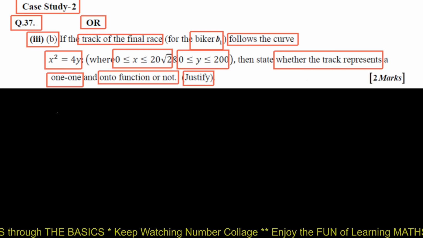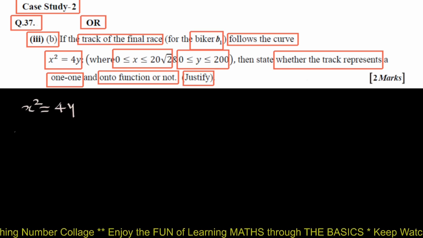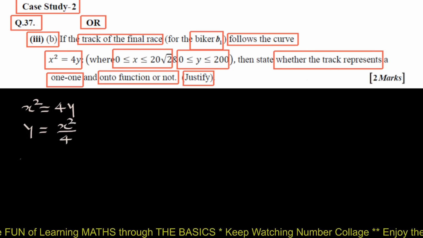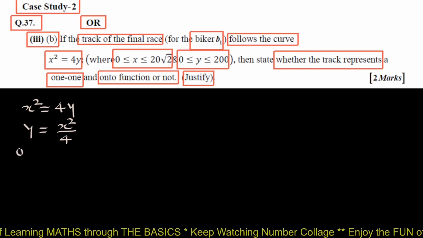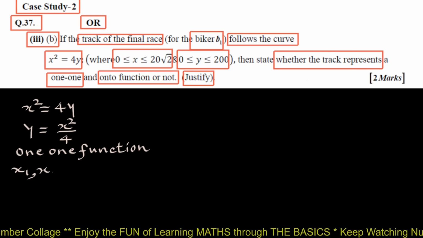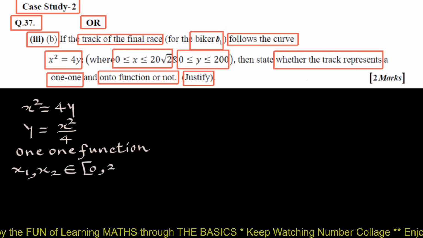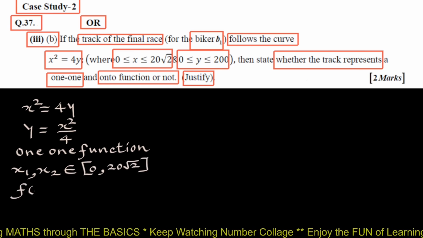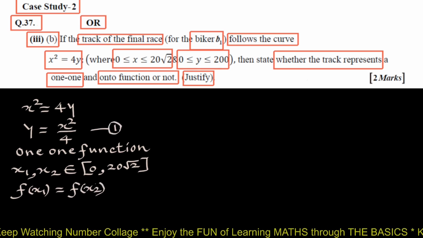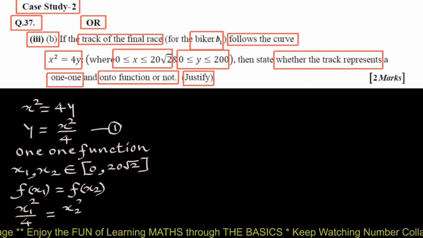The track of the final race is defined as x square equals 4y, which is y equals x square upon 4. We have to check whether the track represents a one-one function. For that, we will assume two numbers x1 and x2 belonging to the closed interval 0 to 20 root 2, such that f of x1 equals f of x2. From 1, we can write x1 square upon 4 equals x2 square upon 4.